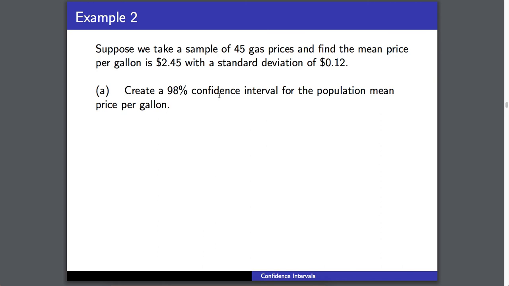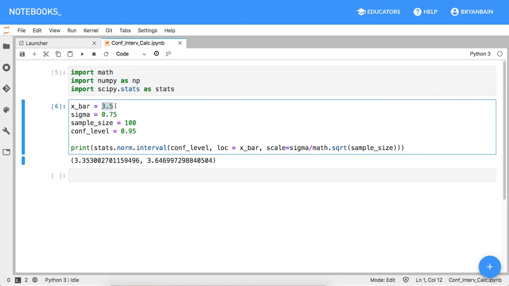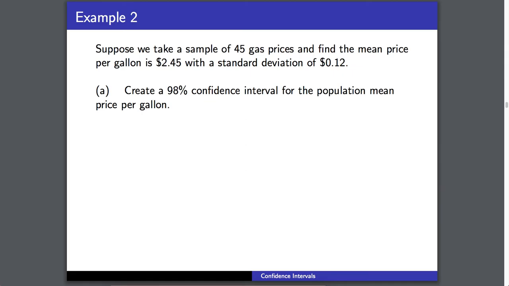I have it all worked out here using the calculations, but we'll use the computer as well. If you want to watch the calculations, go back and pause it at the right time and write it all down. But we'll do this example on the computer. So we have 2.45. Most technology and statistical programs will be able to calculate confidence intervals for you anyway.